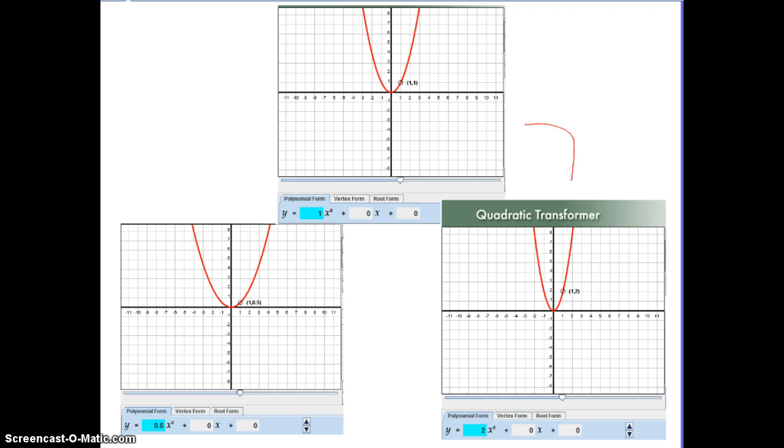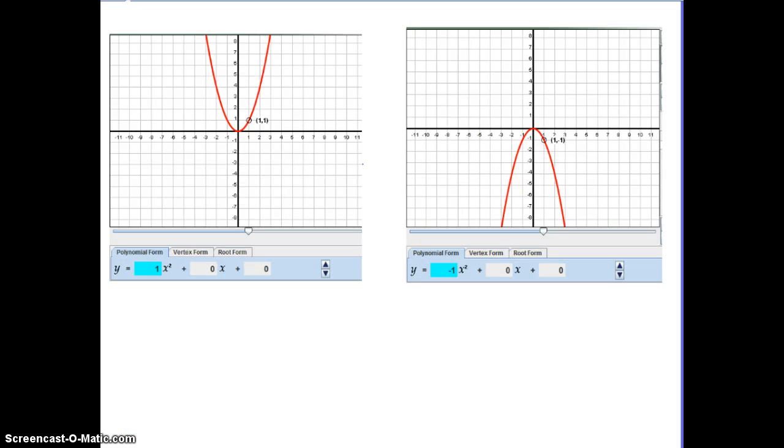Okay, so the other thing that I can do, instead of changing this one to make it either wider because I divide or narrower because I multiply, I can also make the parabola negative by changing the a from a positive parabola to a negative parabola here. So positive parabolas are going up, they're increasing, they're rising, and negative parabolas are unhappy, they trend downwards.